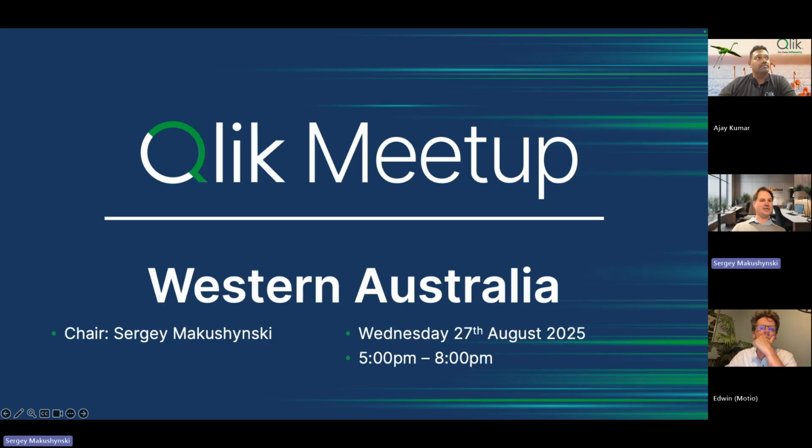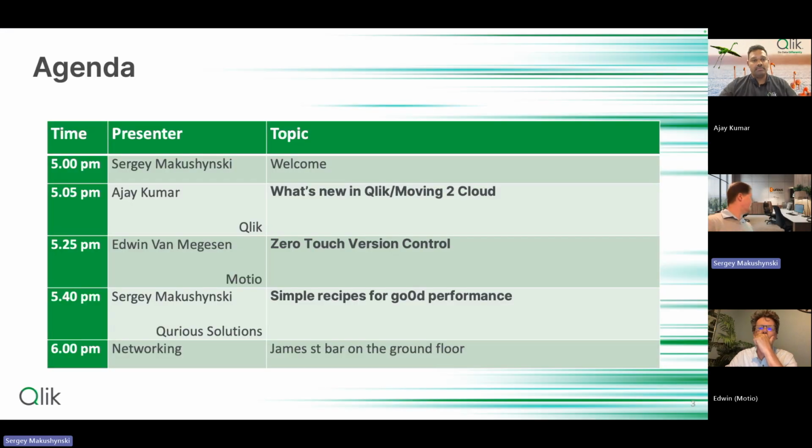We have several exciting presentations today, and the first one would be from Ajay Kumar from Qlik, what's new in Qlik moving to cloud, and then Edwin from Motio, who is actually in the US, as you just heard, and who has 4 a.m. at the moment, will enlighten us with a zero-touch version control system for Qlik, not only for Qlik, but Power BI as well. And then it will be me with some recipes for good performance. So we will have today a mix of data governance, some news, and the technical presentations. So yeah, let's get started.